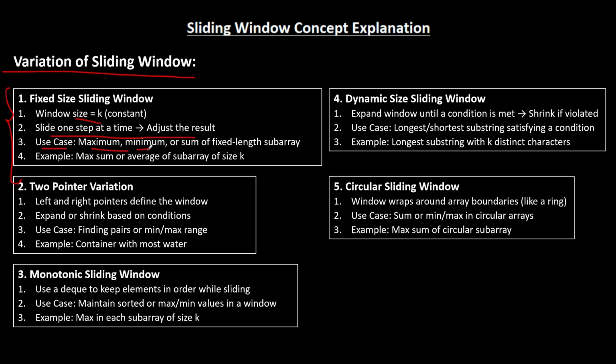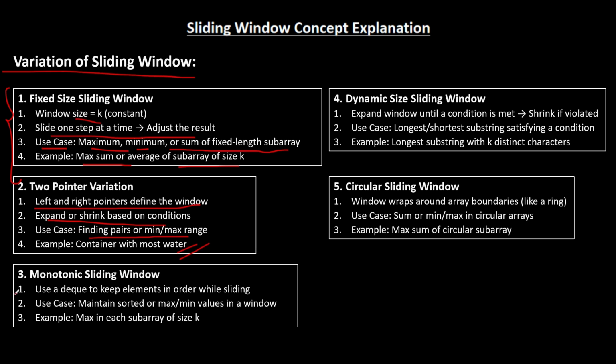Use cases could be maximum, minimum, or sum of a fixed length subarray. An example is the maximum sum or average of a subarray of size k. Now there could be a two pointer variation also. The left and right pointers define the window here. Expand or shrink based on conditions, like finding pairs, minimum, maximum range. An example could be container with most water. We solved this question in our previous videos, please look into those also regarding the two pointer variation, container with most water.